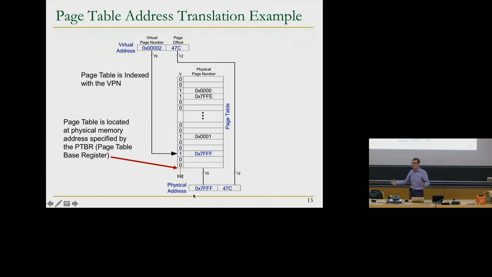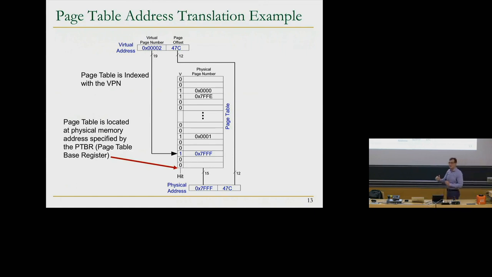Basically, we translated the virtual page number to a physical frame number. And in this case, the virtual page we're accessing happened to be in physical memory. That's what the valid bit says. And now this is our physical address. Now we can access physical memory with it. Make sense? So you need to do this for every single memory access.